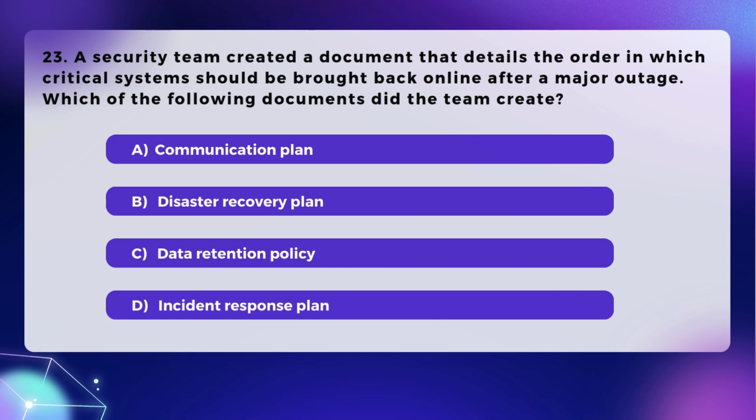A security team created a document that details the order in which critical systems should be brought back online after a major outage. Which of the following documents did the team create? A. Communication Plan, B. Disaster Recovery Plan, C. Data Retention Policy, D. Incident Response Plan. The correct answer is B.